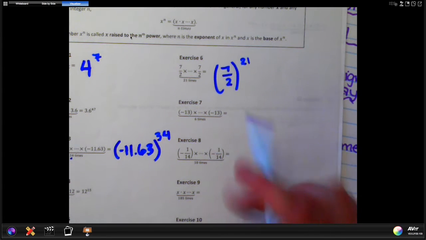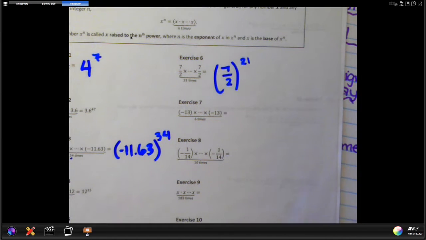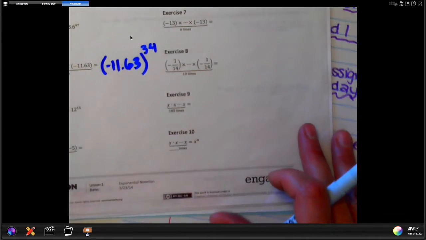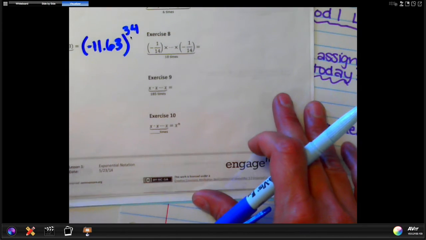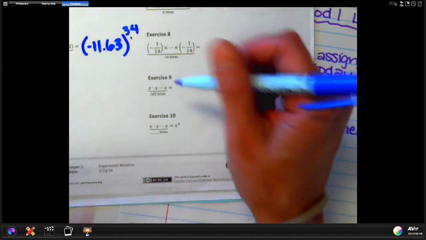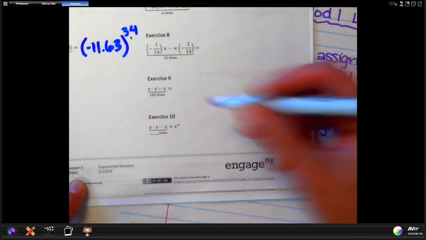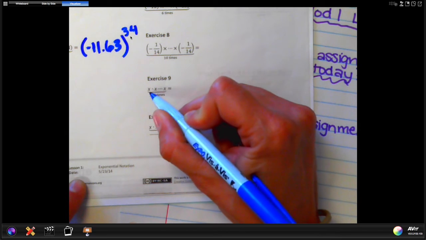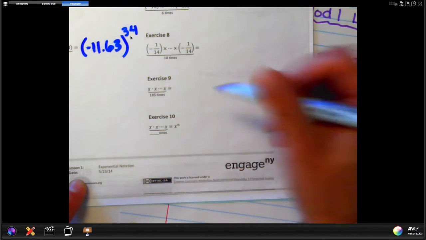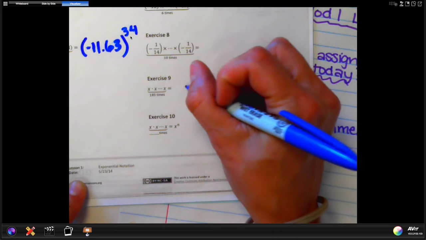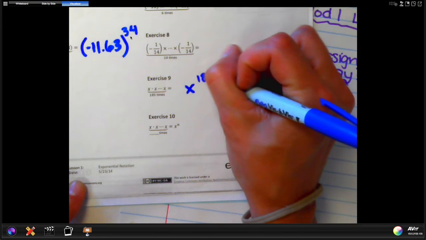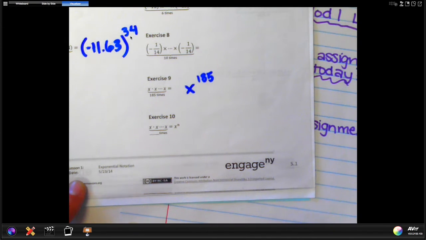And moving right along, 7 and 8 are very similar. Where students start to freak out a little bit is when we hit exercises 9 and 10, and the reason, I think, is a little obvious, because 9 and 10 both have letters. Well, guess what? You get to do this the exact same way. Just because there's a letter, x times x times x, 185 times, we already know that top number is our base, so we're going to use x as our base, and 185 times is our exponent. And that's the answer in exponential notation that we're looking for.